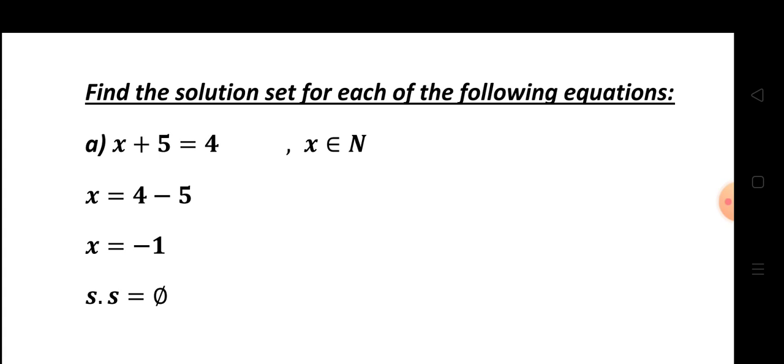4 minus 5 equals what? Equals negative 1. Now I have x equals negative 1. But he told me here x belongs to the natural numbers. All of you know the natural numbers is the set of 0, 1, 2, 3, 4 and so on. That means negative 1 doesn't belong to the natural numbers. So the solution set here equals the empty set.